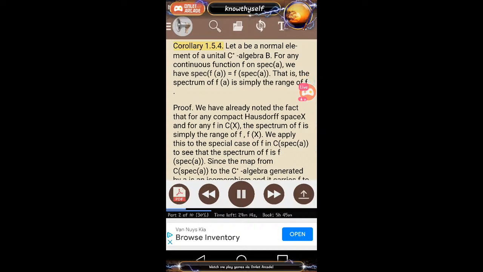Corollary 1.5.4. Let A be a normal element of a unital C*-algebra B. For any continuous function f on spec A, we have spec f(A) equals f(spec A). That is, the spectrum of f(A) is simply the range of f.